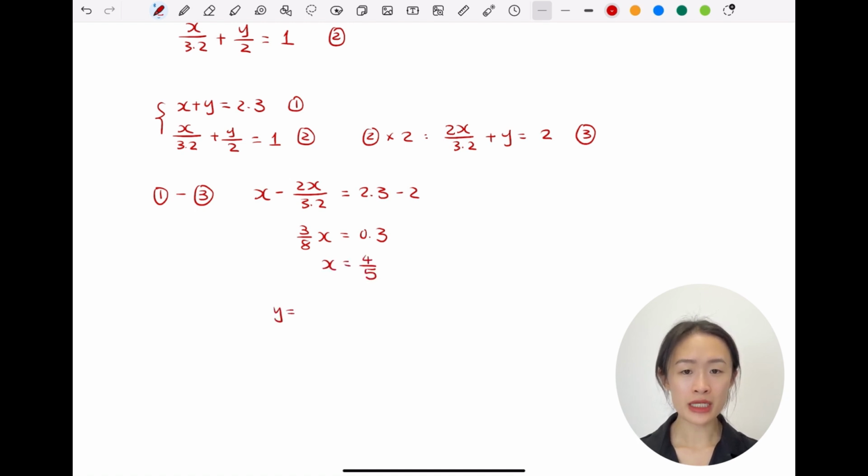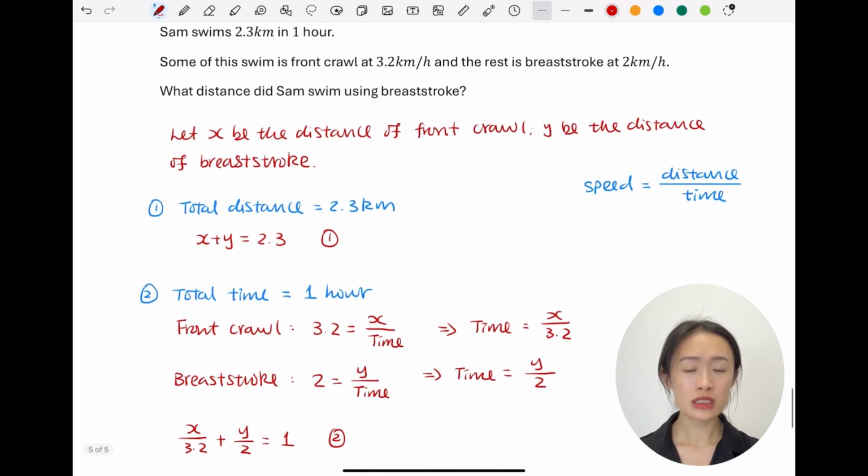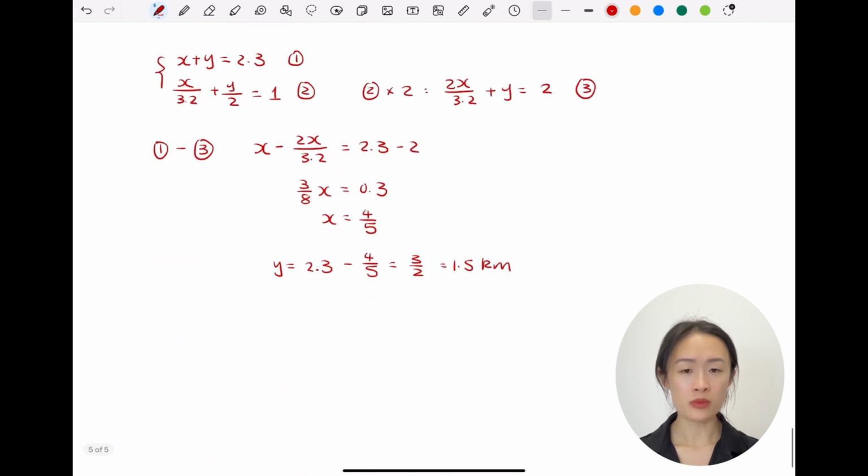Now substitute back into the first equation, x plus y is 2.3. We can find out that y is 1.5. Now let's just quickly go back to the question. Remind ourselves, what does the question want? The question wants us to find the distance that Sam swam using breaststroke. So the answer is 1.5.